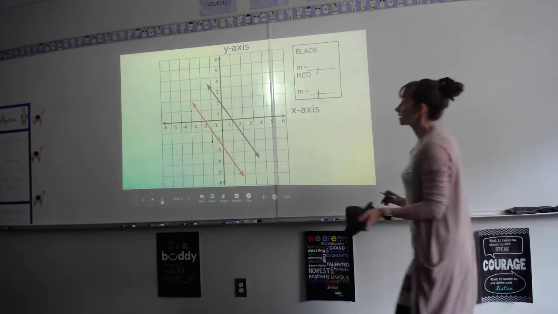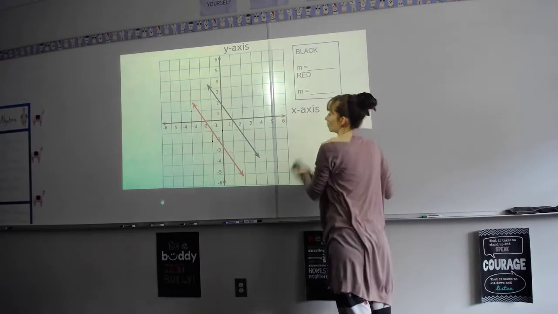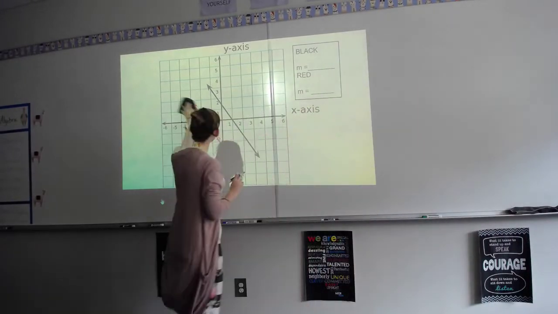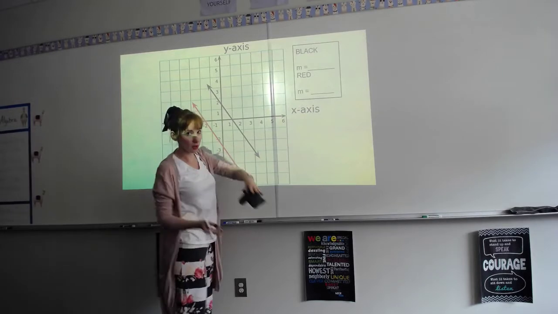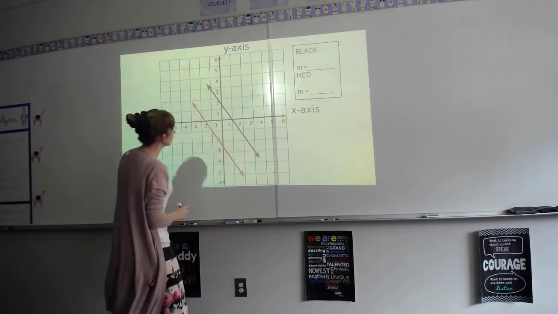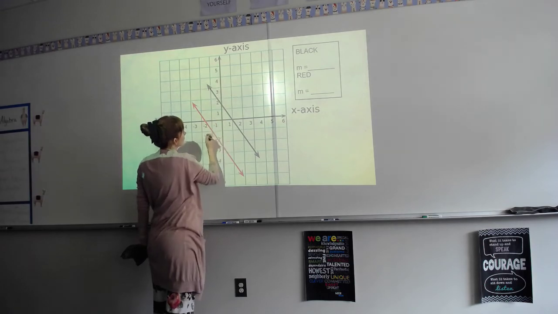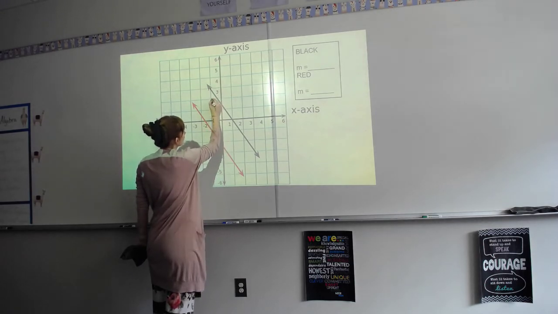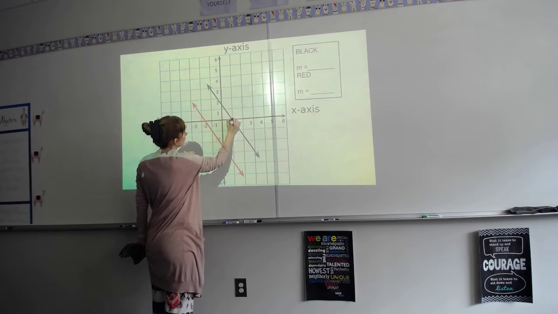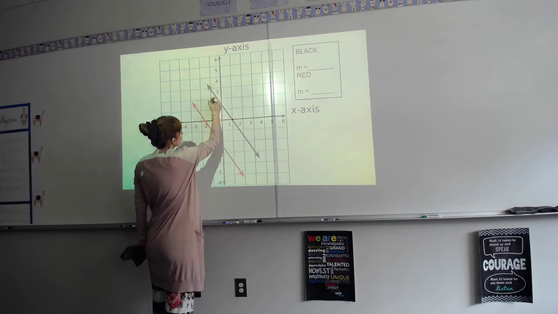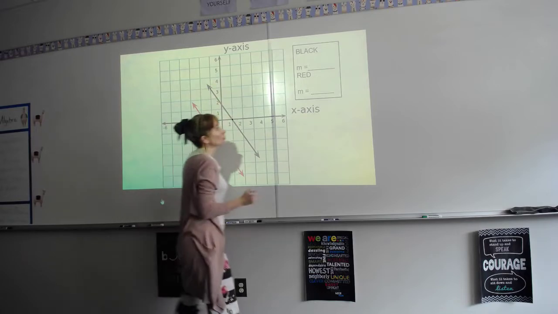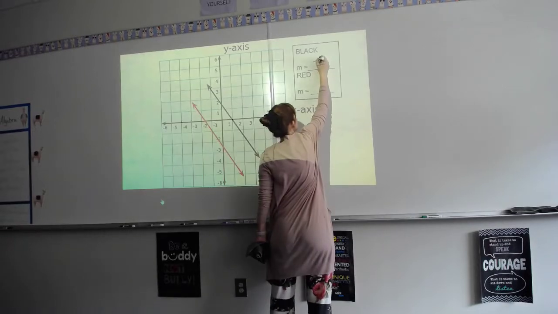Now if we look at this set of red and black lines, as you can see, they're across from each other and they look like they're never going to touch. If we look at our black line here, I know that my slope's going to be negative. And my slope is negative 3 over 2 for my black line.